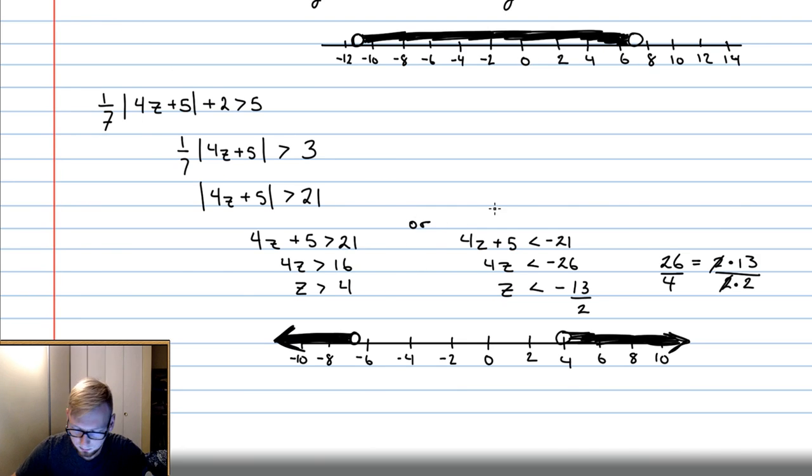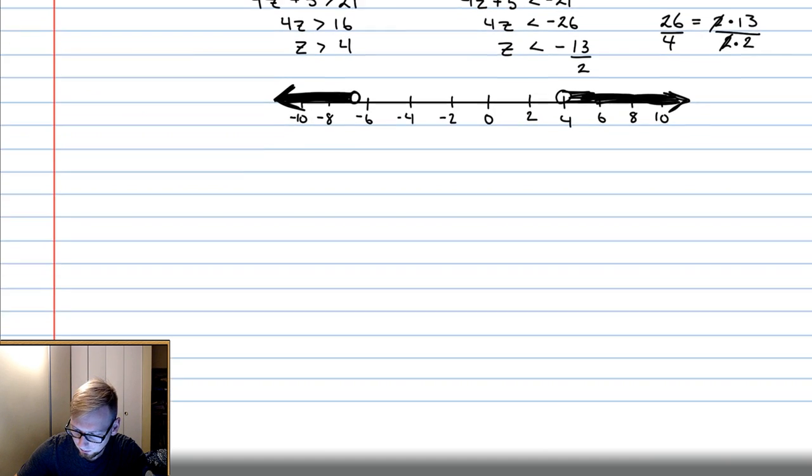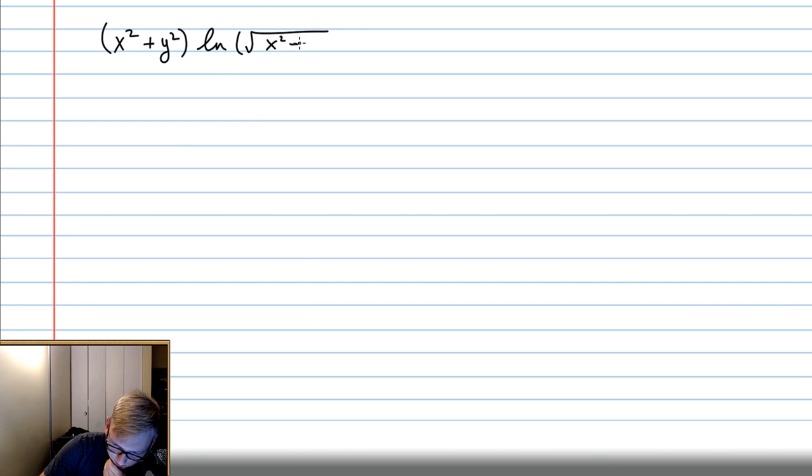So let's do this over here. I'm gonna just scroll down. This was our tutoring that I did earlier for a kid. And let's write it out in here. Well, I guess I need to change color. x squared plus y squared multiplied by the ln of the square root of x squared plus y squared.